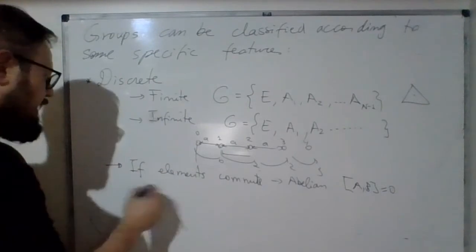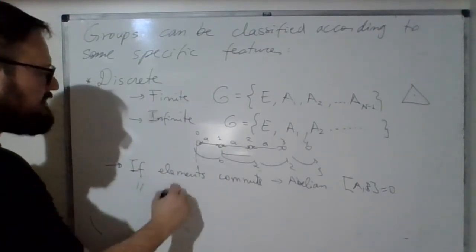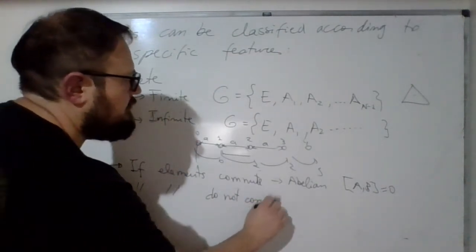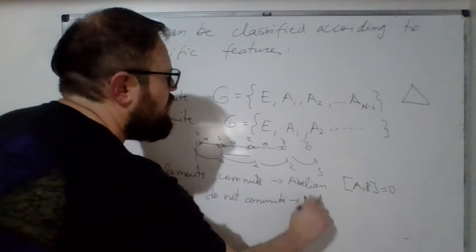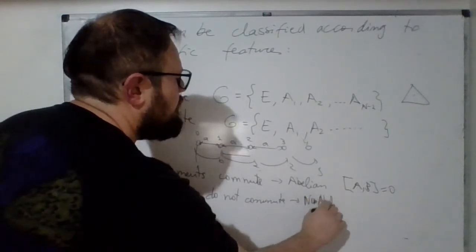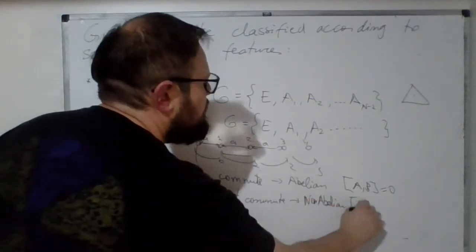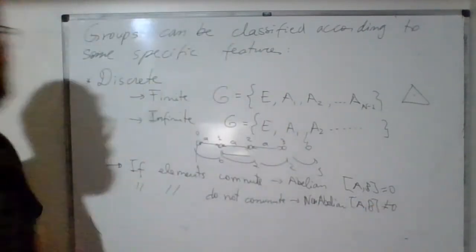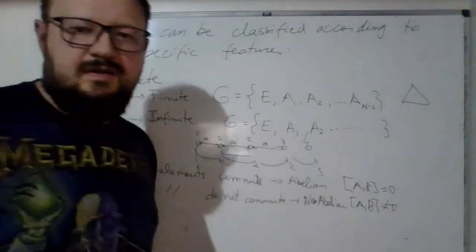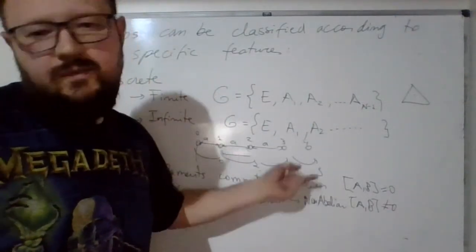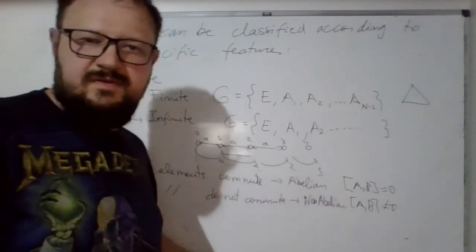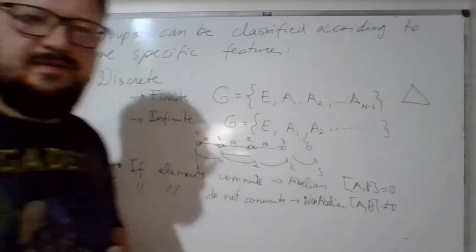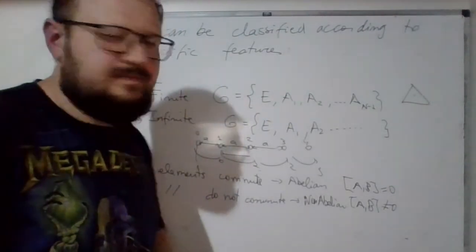All right. And if the elements do not commute, it is said non-abelian. So in this case, in general, the commutator of any elements is different from 0, right? This is very important. Both cases are very important in physics. Also, discrete groups and continuous groups are very important in many branches of physics. All right.